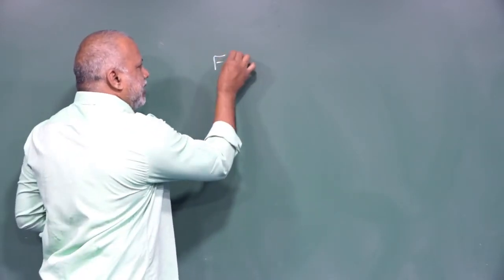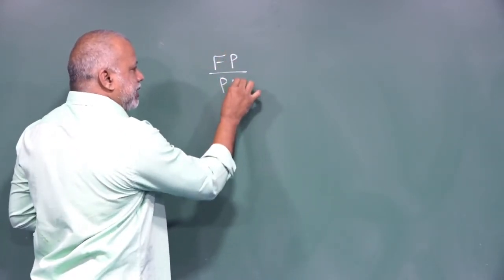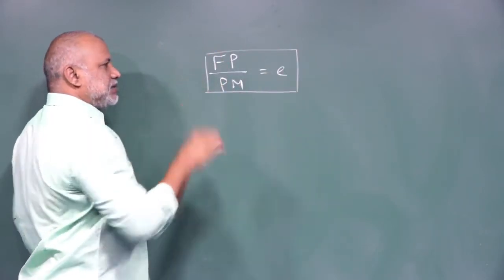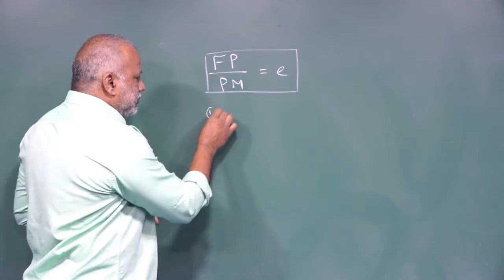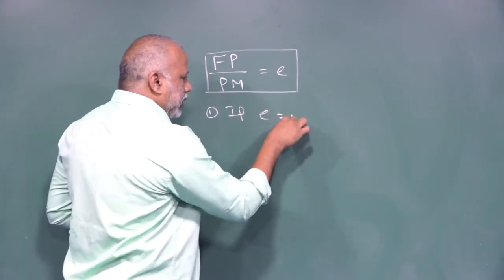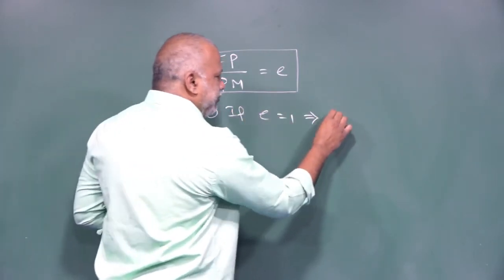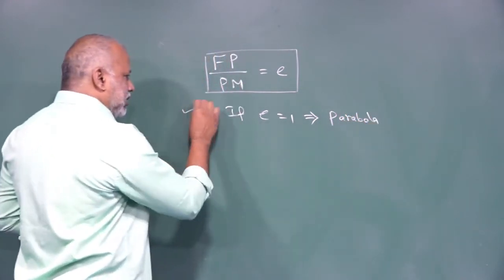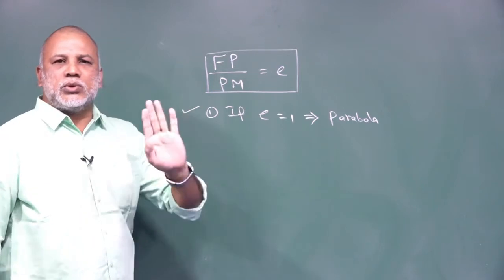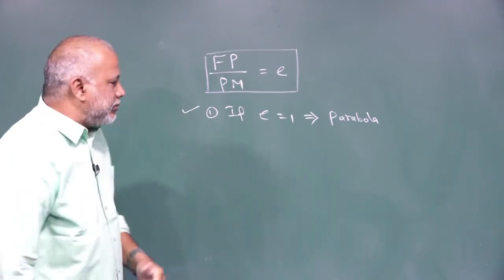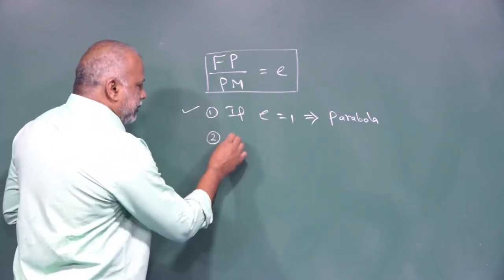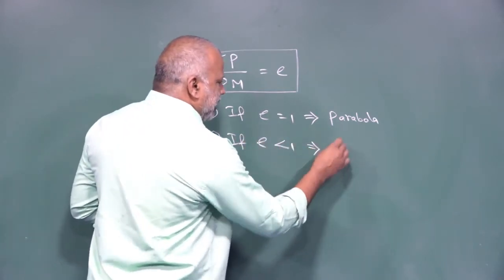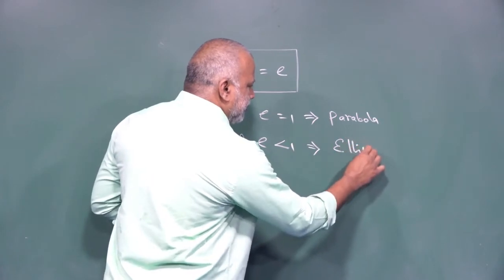FP by PM equal to E. This is the basic definition of conics. If E equal to 1, then the conic is said to be a parabola. So we discussed all the concepts about parabolas so far. Today we are going to discuss the second topic. The second topic is: if E is less than 1, then the conic is said to be an ellipse.